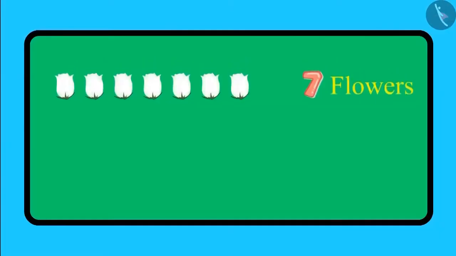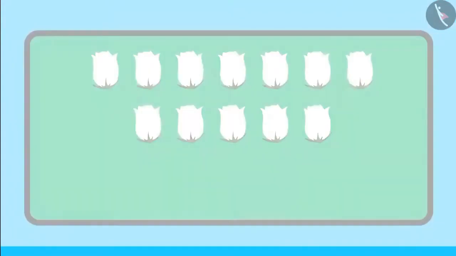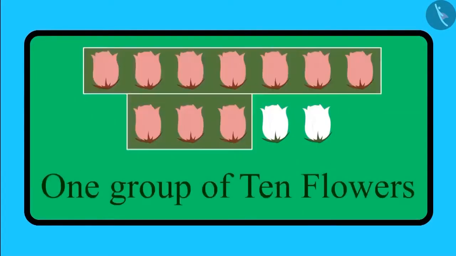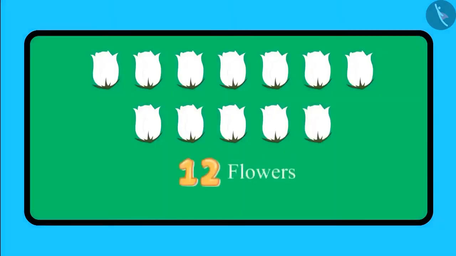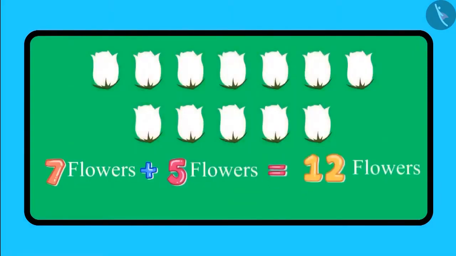Chotu added 7 white flowers and Aarti added 5 white flowers. So children, if we look at all the flowers together, we have one group of 10 flowers and two more flowers. So that makes a total of 12 flowers. So children, 7 flowers added to 5 flowers make a total of 12 flowers.